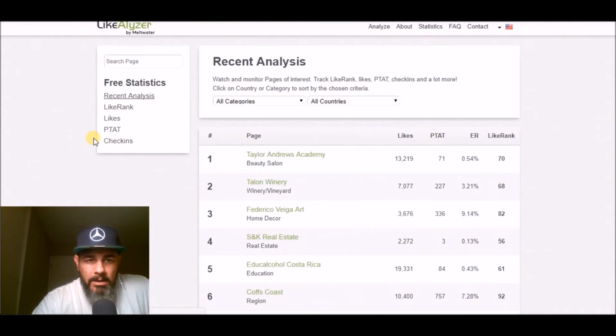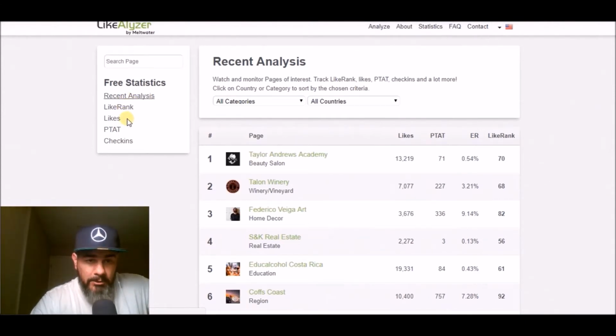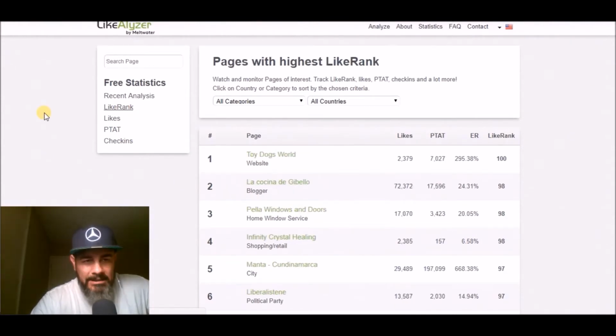Over here you have an option for recent analysis, pages that were recently analyzed, pages in order of the like rank, in order of how many likes they have, in order of how many people are talking about them, in order of how many people have checked into them. We can do any of those, but let's say I want to find the ones that have the highest ranking. They're scoring highest in their category.